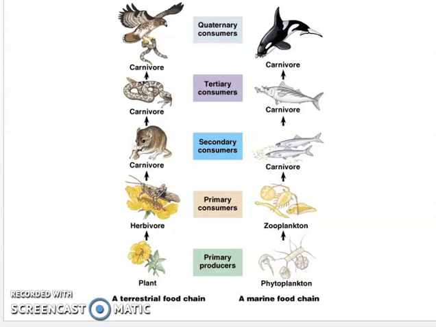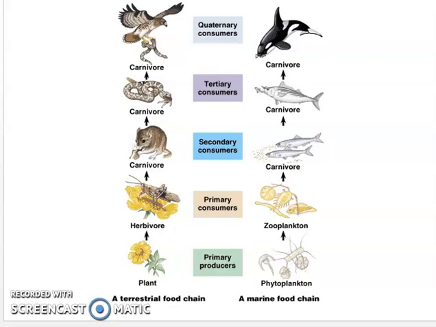A primary consumer is always a herbivore, okay? And then secondary, tertiary and quaternary consumers are always carnivores. There are omnivores obviously as well. Usually we see omnivores at the higher levels. An omnivore is an organism that eats both meat and plants. So we're omnivores and dogs are omnivores, and it's a big long list anyway.